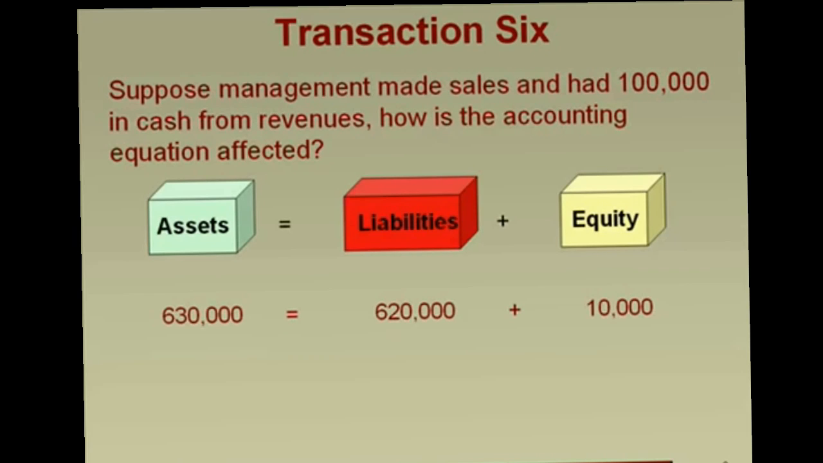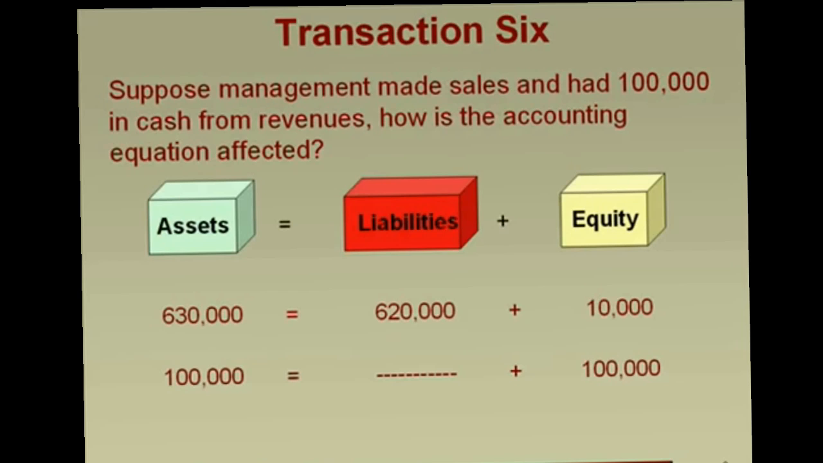Are you done? Cash goes up 100,000. That's an asset, so assets increased by 100. The company also had revenues, so revenue goes up by 100. Revenue is good for equity. Revenue increases equity, so equity goes up 100,000. So the final transaction looks like this. Assets go up 100 because cash is an asset.